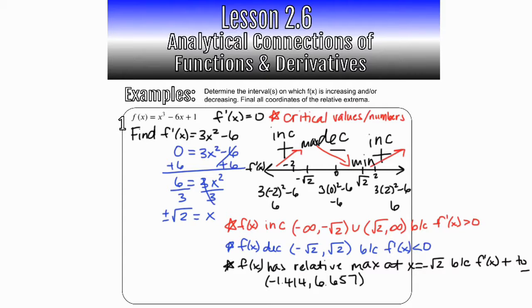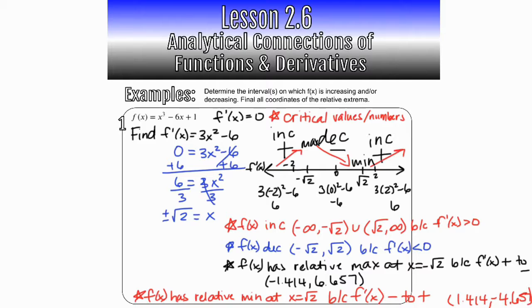And then we have, I'm going to note this here, f of x has a relative min at x equals a positive square root of 2. Why is that? Because f prime of x goes from negative to positive. So it goes from decreasing to increasing again. And so that actual point is at positive 1.414 and negative 4.657.